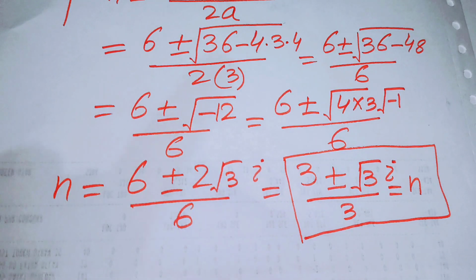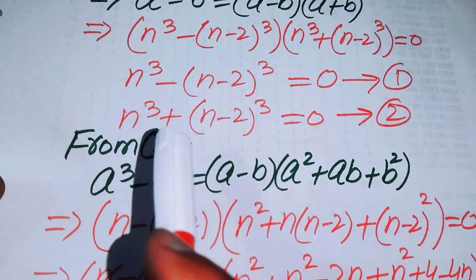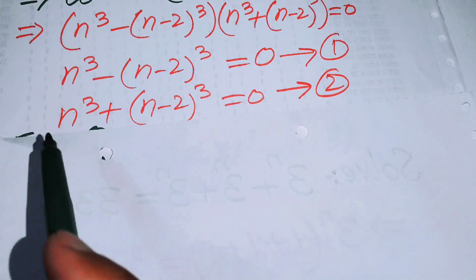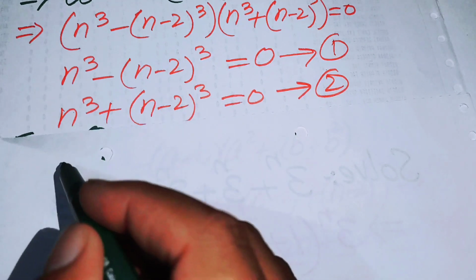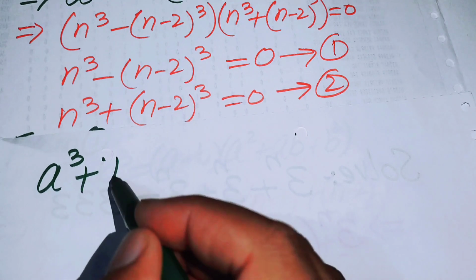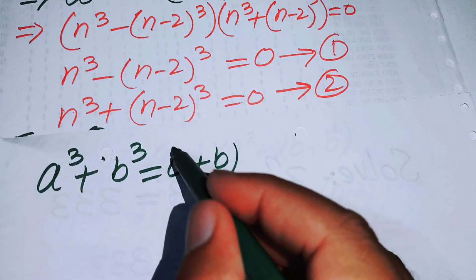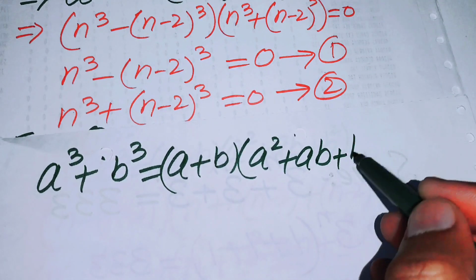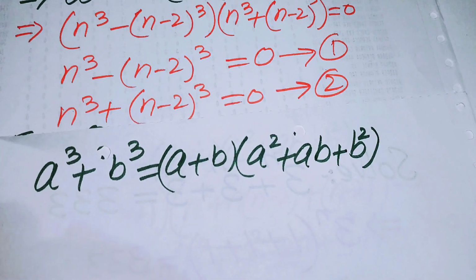So now in order to find the other roots, we will move towards solving equation number 2. So now we can solve this equation number 2, and here you see that we have a cubed plus b cubed, and now we can use the formula: a cubed plus b cubed is equal to a plus b times a squared minus ab plus b squared. And now we can apply this nice formula on the above term.